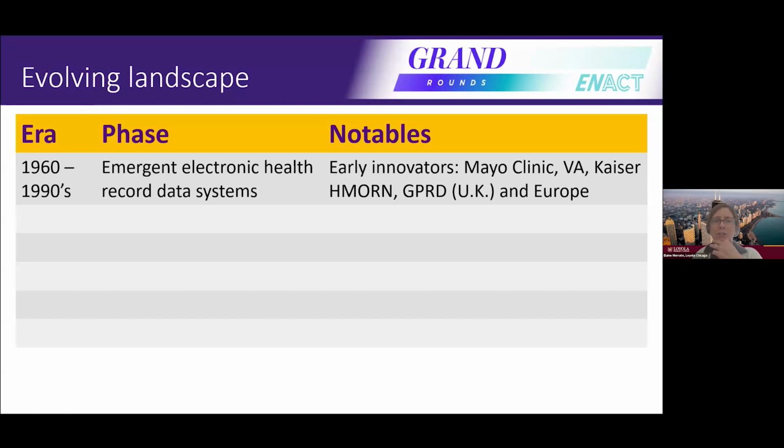The emergent electronic health record data systems have been around for several decades. And many of the early innovators saw or could see the value of going from paper-based systems to electronic systems. And they were willing to invest or had the resources to invest in the kinds of infrastructure necessary to stand up these kinds of data health systems. I put a few here in the United States: Mayo, Kaiser, VA.